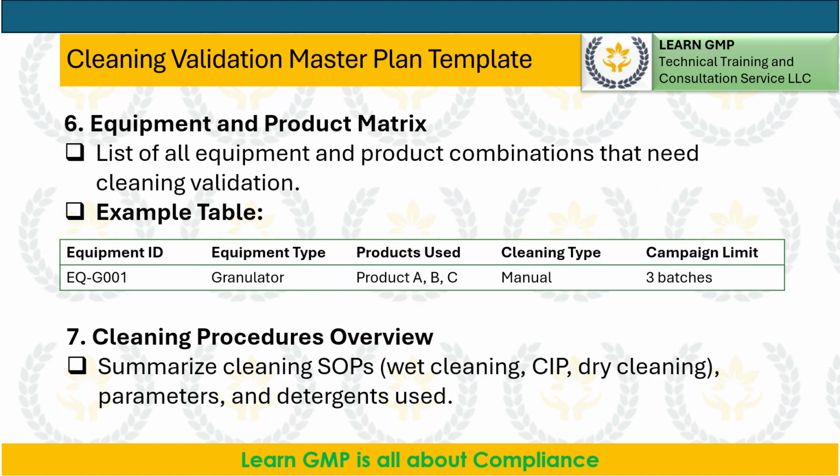6. Equipment and product matrix. List of all equipment and product combinations that need cleaning validation. Example table. Equipment ID: EQ G001. Equipment type: Granulator. Products used: Product ABC. Cleaning type: Manual. Campaign limit: 3 batches. 7. Cleaning procedures overview. Summarize cleaning SOPs, wet cleaning, CIP, dry cleaning, parameters and detergents used.